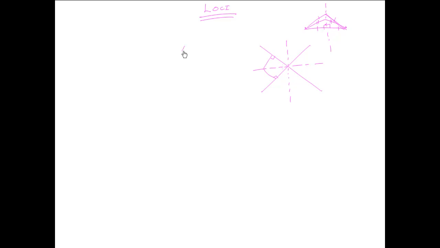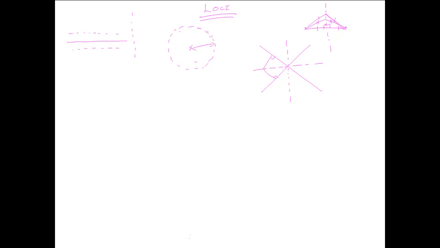Locus of a point at a fixed distance from a fixed point, like this. It'll be a circle. Locus of a stone dropped from a tower: vertical. Locus of a point equidistant from a fixed line. So it can be at a distance of 2 centimeters from this line, up or 2 centimeters down.